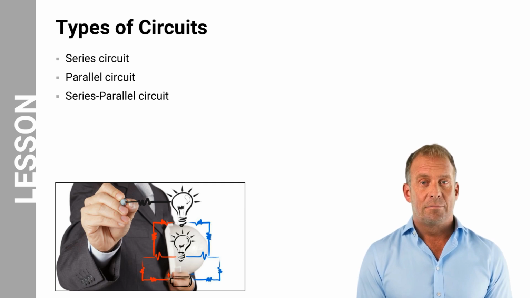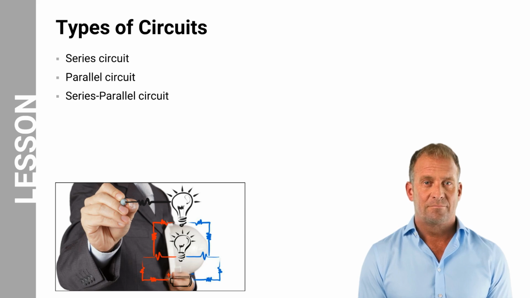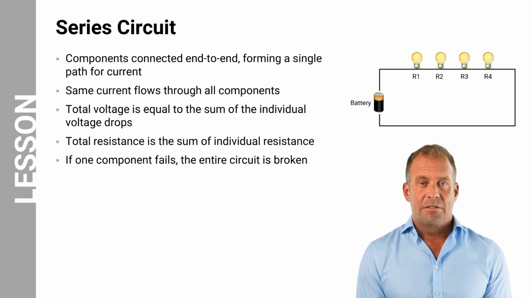The three main types of electrical circuit configurations are series circuit, parallel circuit, and series parallel circuits. Let us start with the series circuit. A series circuit is characterized by components connected end to end, creating a single path for current flow. This configuration has distinct electrical properties.